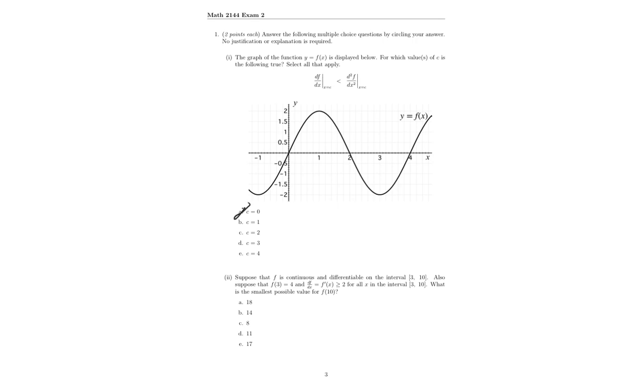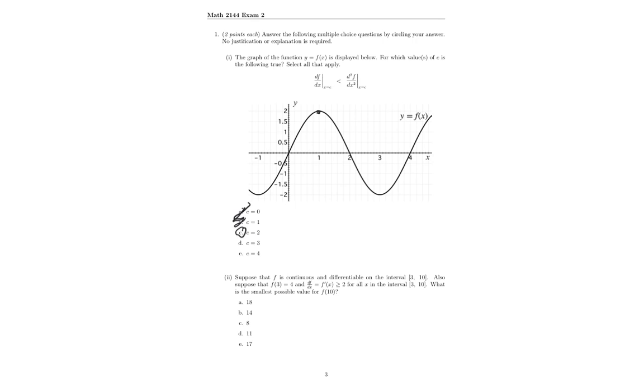So it's not a. At c equals 1, the first derivative is 0 because it's a maximum value. We can see that quite clearly. But the second derivative is negative because it's concave down. So it's not b either. At c equals 2, the second derivative is 0 because it's an inflection point, but the first derivative is negative. And because negative numbers are less than 0, c works.